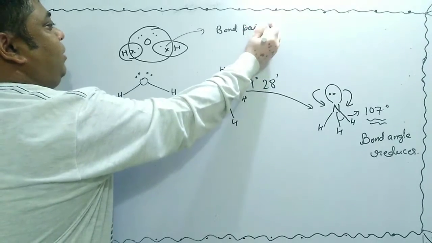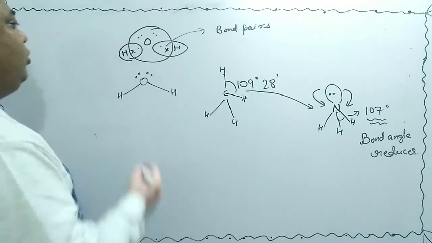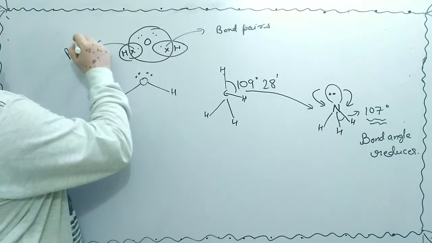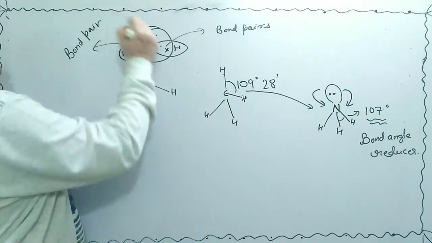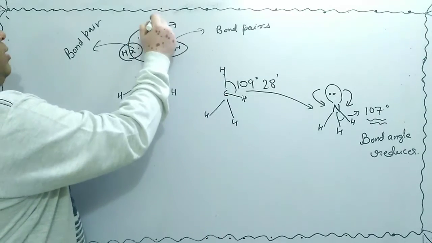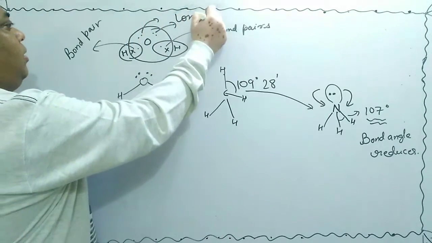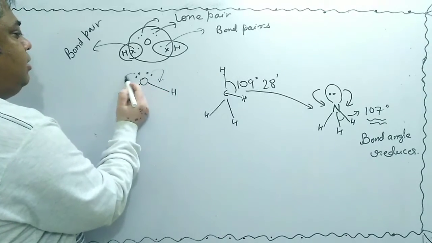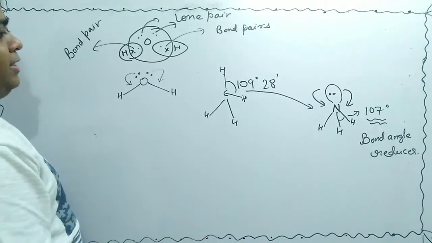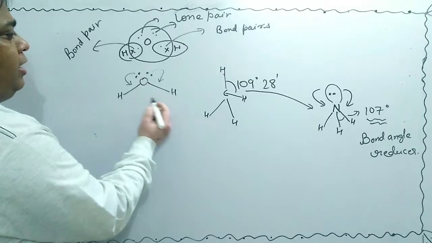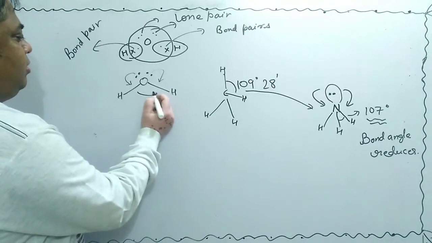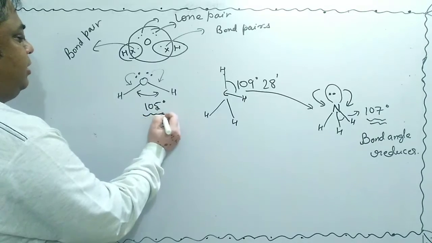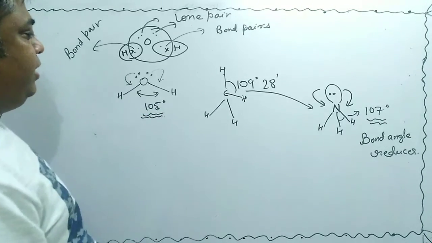I cannot write BP for bond pairs because BP means boiling point. This is also a bond pair. But these two are lone pairs. This lone pair repels the bond pair in such a way that the bond angle further reduces to around 105 degree. This is approximate, around 105 degree.